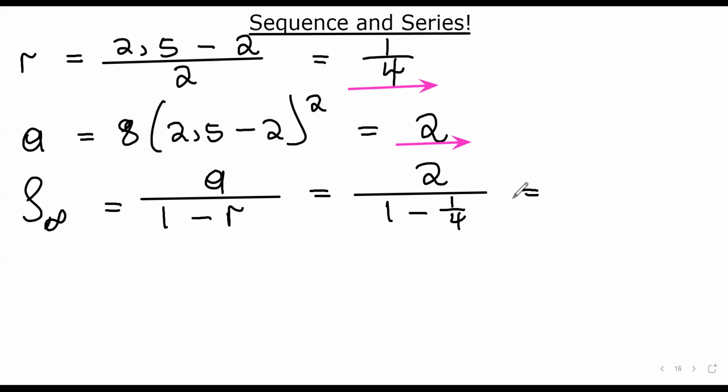So when we plug in everything, we find that the sum to infinity will just be 8/3. Yes, that is the value of the sum to infinity. And you run away with your 4 marks.